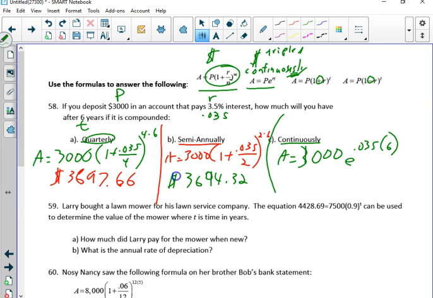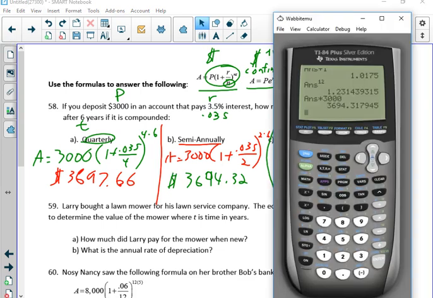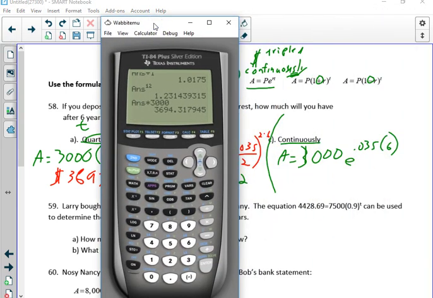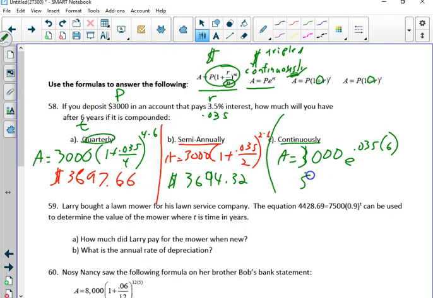You can't use that one. You don't have an n. You don't have a compounding amount. It's continuously. So if you do this one on the calculator, we just type in 3,000 times e, and then you can do it off on the side, or you can literally in parentheses put 0.035 times 6. Those parentheses. There you go. $3,701.03.